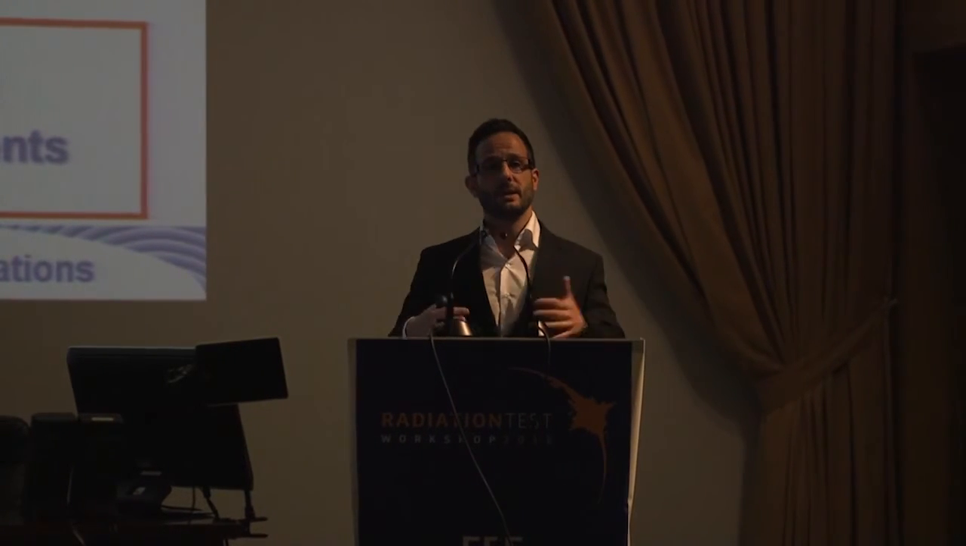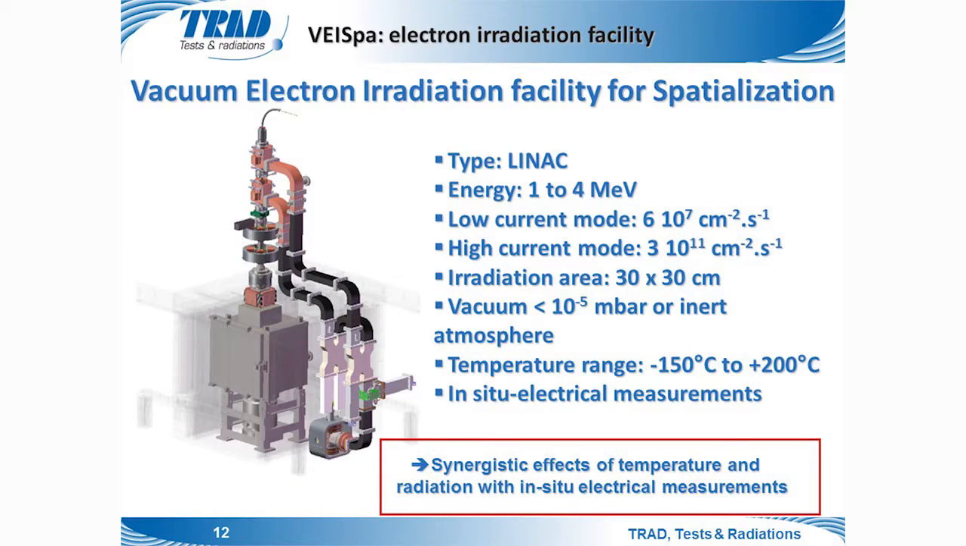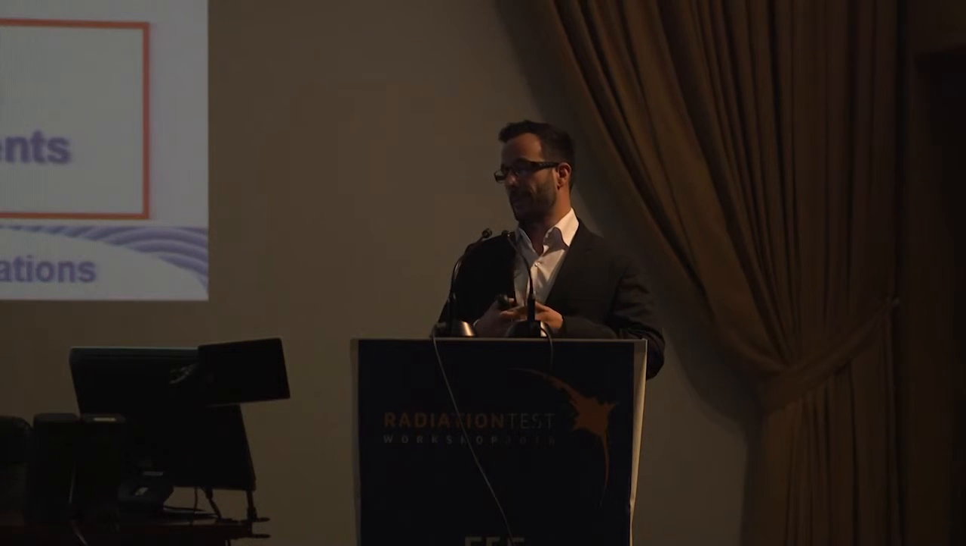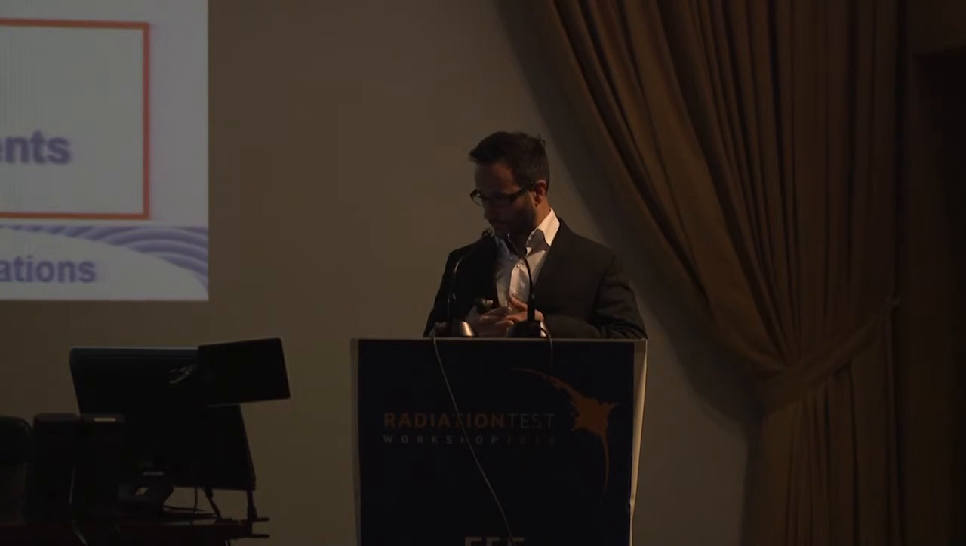So the next big improvement of the material laboratory will be Vespa. So Vespa is the vacuum electron irradiation facility for spatialization. So it is a LINAC. It allows to use 4 different energies, from 1 to 4 MeV. The flux starts from 6 times 10 to the 7 electrons per centimeter square per second to 3 times 10 to 11 electrons per centimeter square per second.